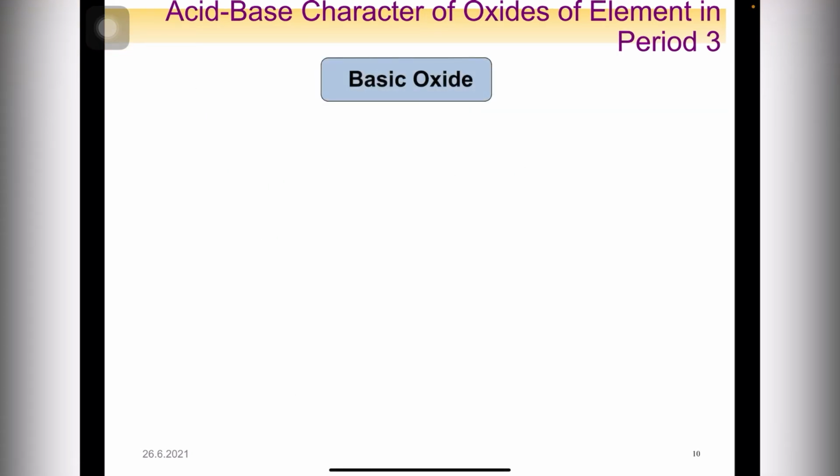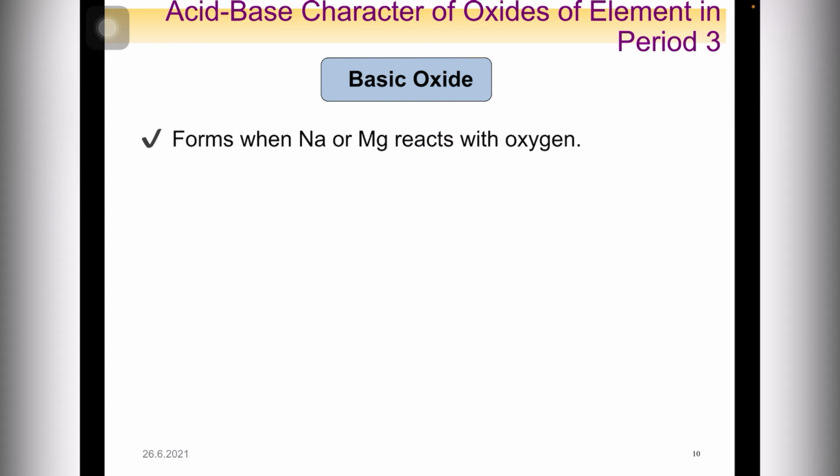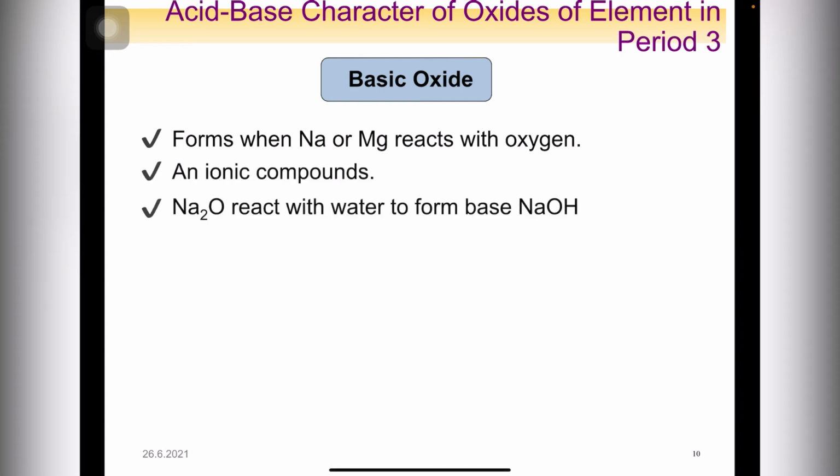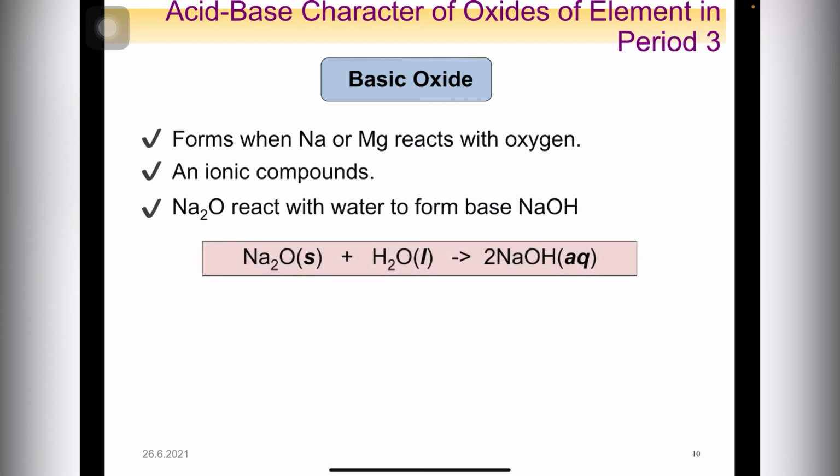Next, let's see the basic oxides. Basic oxide is formed when sodium and magnesium react with oxygen, and it is an ionic compound. When it reacts with water, it will form sodium hydroxide. That's why it is a basic oxide. So this is the equation: sodium oxide, when it dissolves in water, will form sodium hydroxide. So it shows that it is a basic oxide.